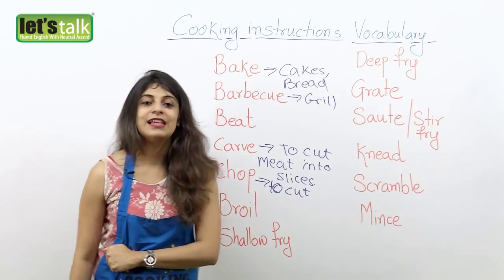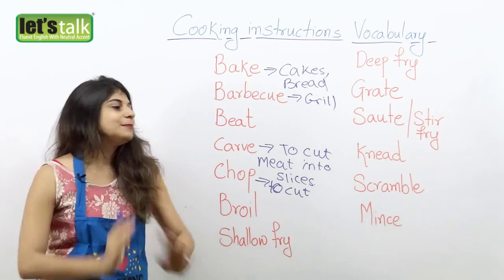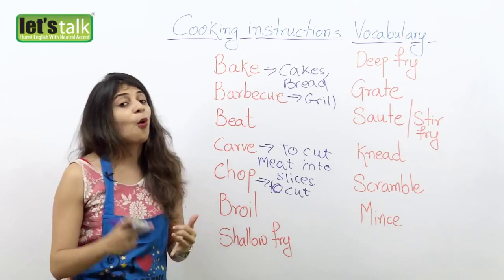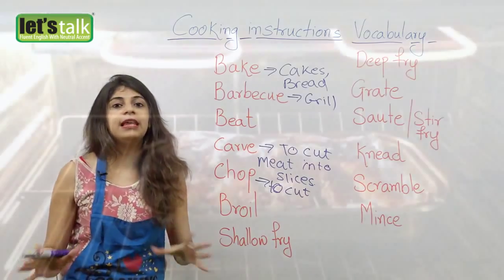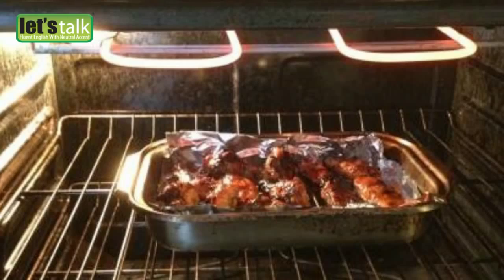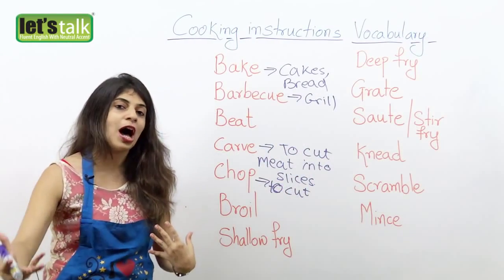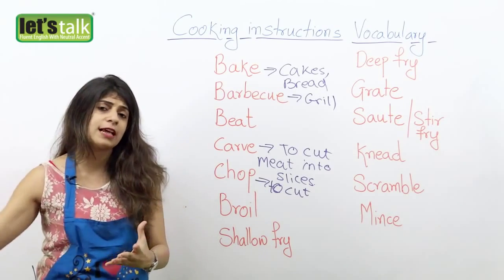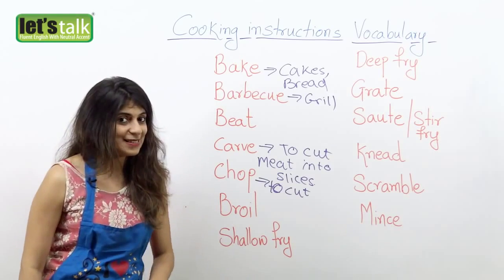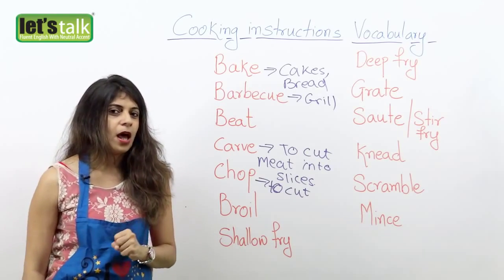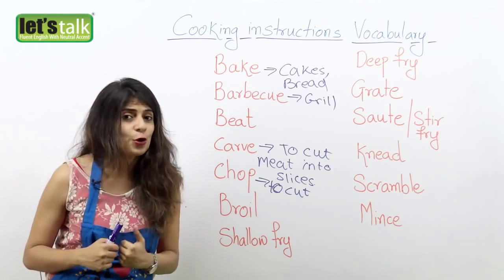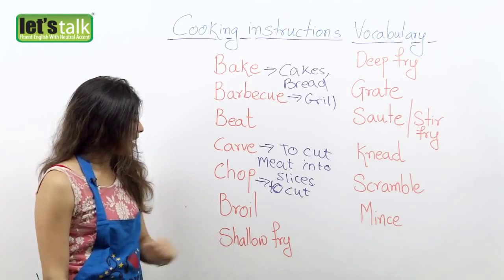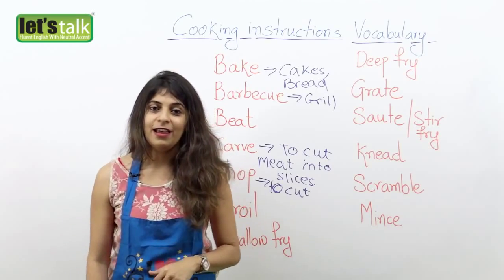Then another one here is broil. Now broil means you cook your food, probably meat or even veggies, at extremely high temperatures. And in fact you broil it for a very, very long time. So you heat it at extremely high temperatures for a very long time. That's what broil means. Okay? So next time you're having a broiled chicken or broiled chicken soup, you have to cook it at extremely high temperature.